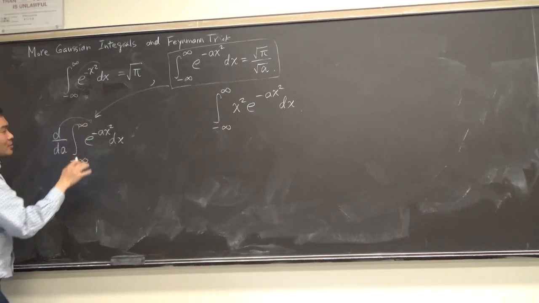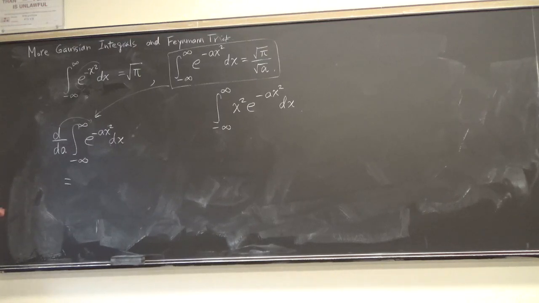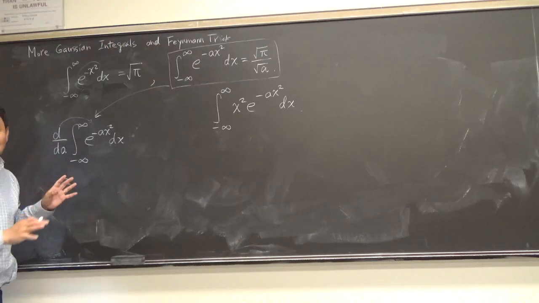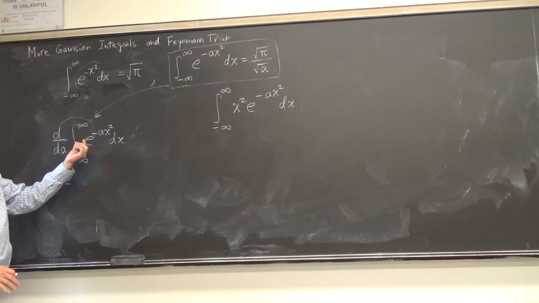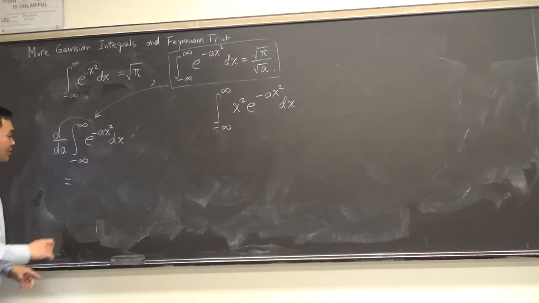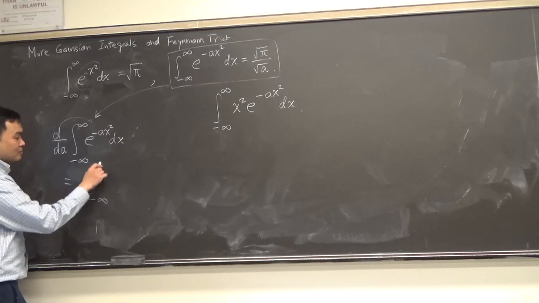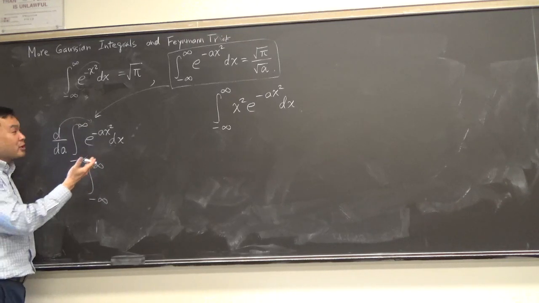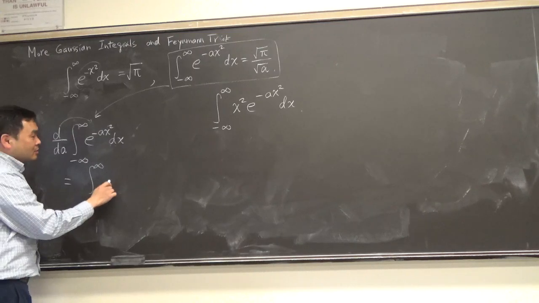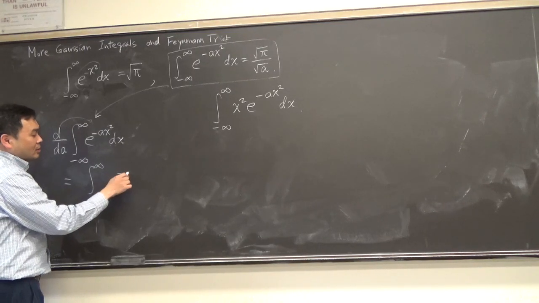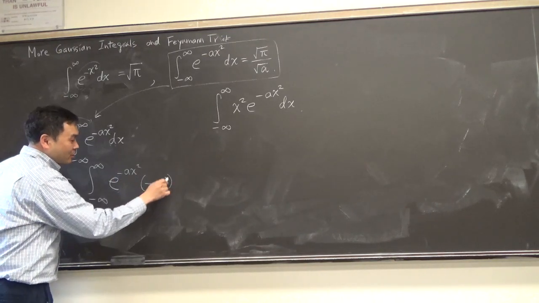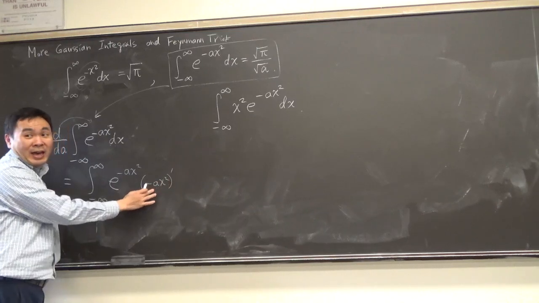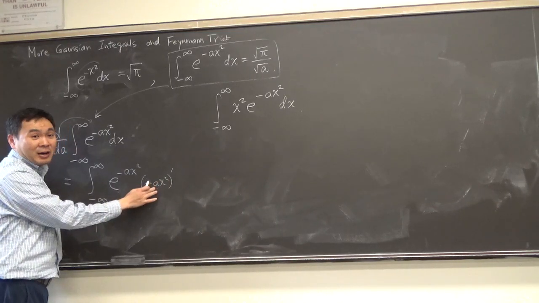Okay, now mathematicians usually hate this, bringing derivatives inside. So there's some mathematical analysis part that I'm skipping, but let's say we can do that, okay? If we bring the d/da inside, what happens here? What's the derivative of this? Just plain old chain rule, right? What is that? e to the negative ax squared times the derivative of negative ax squared with respect to a, right? If you differentiate a by a, what do you get?